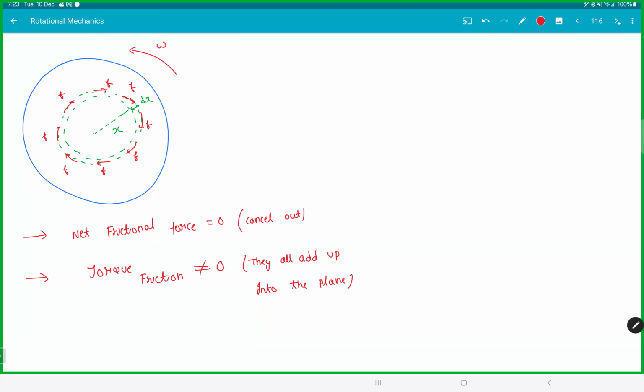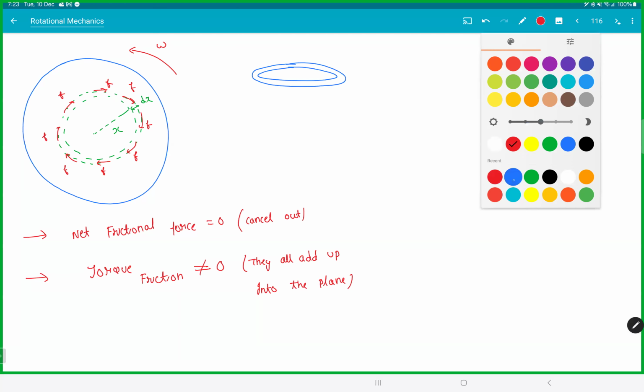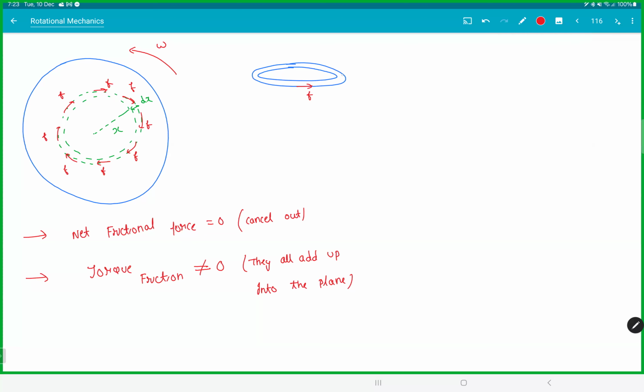So the disk will not have any acceleration of center of mass. This thing is fixed at the center and it is rotating. It behaves like that. So if I take this small ring, this is how it looks. The friction is acting this way. We have normal reaction, we have dmg.